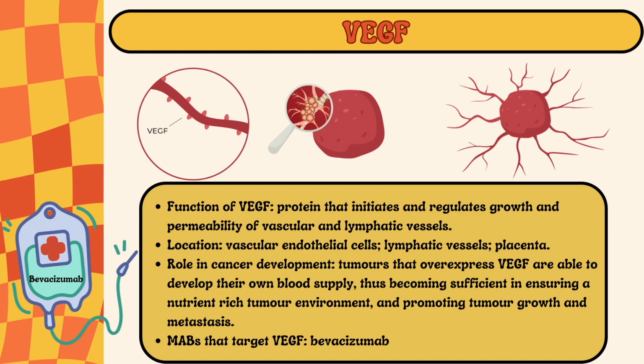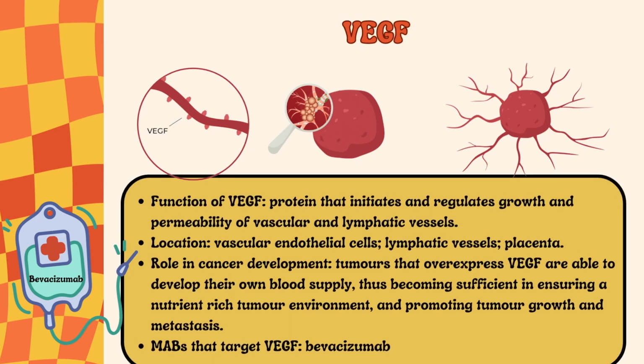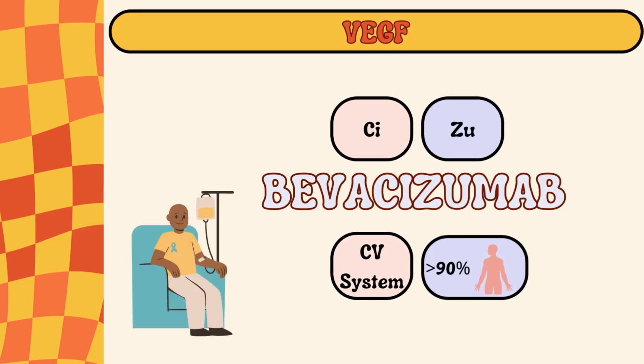It is a protein that initiates and regulates the growth and permeability of vascular and lymphatic vessels. It's located in a lot of lymphatic vessels, placenta, and vascular epithelial cells. Cancer, by overexpressing VEGF, can help develop their own blood supply. Therefore, they can ensure that there are enough nutrients to feed the cancer cells. mAbs that target VEGF include bevacizumab.